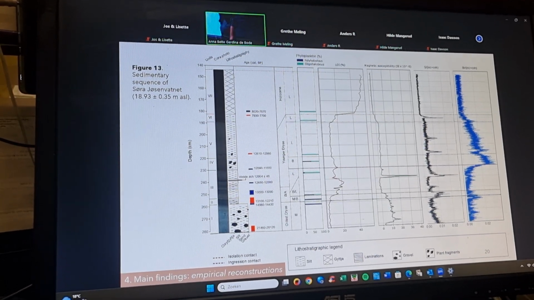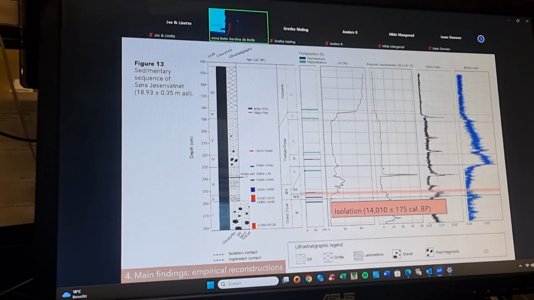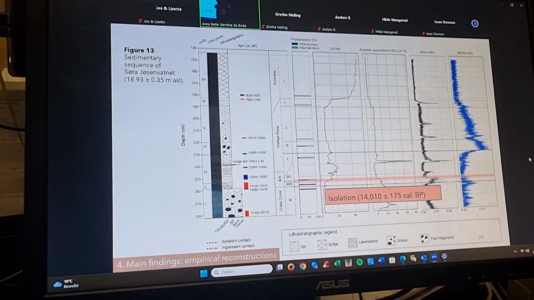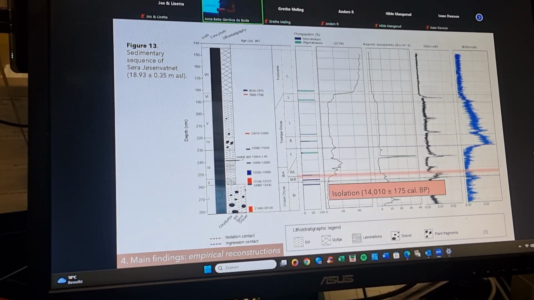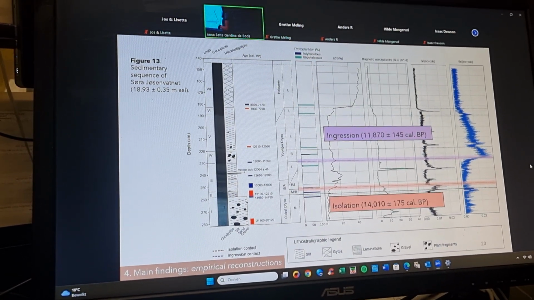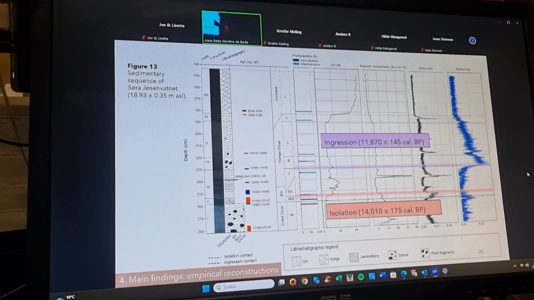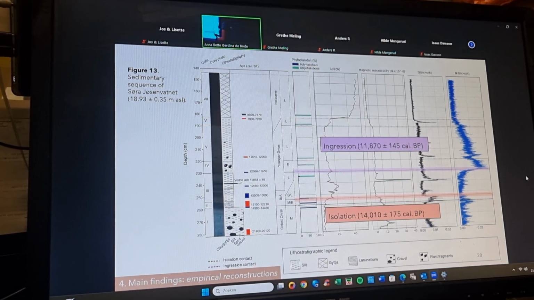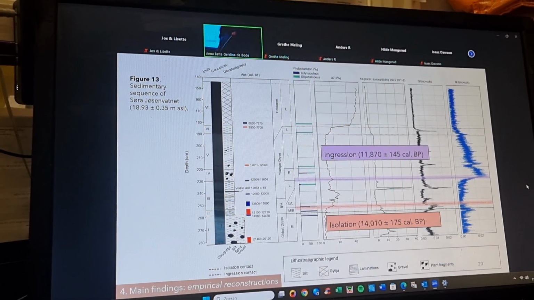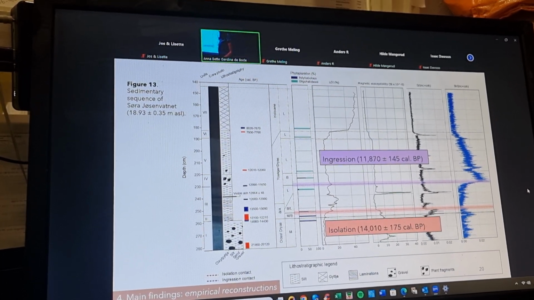Then I was looking for the isolation, and I found, based on several of these proxies, that the lake must have been isolated around this depth in the core, so the isolation point is established there. That corresponds to an age of 14,000 years ago. Then another find was the transgression contact, which means that the lake must have been inundated by the sea again later on. That was very strongly indicated by the bromine you see here, and also by a change in hydrocarbon content. So the lake must have been inundated by the sea again around 11,870 years ago.